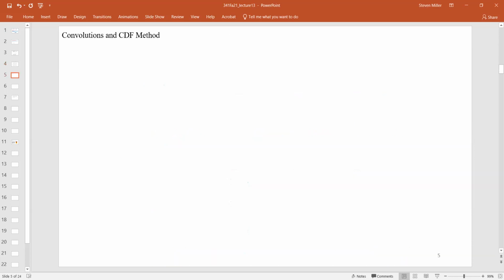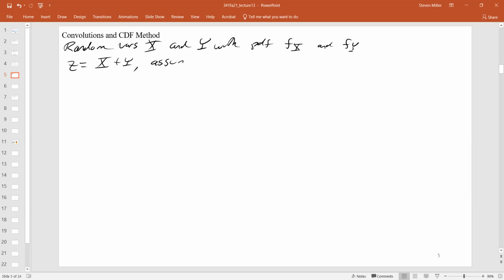Okay. So what I want to do now is talk about one of the most useful things we can do in probability. It's called the convolution. And you can do it for integrals and you can do it for sums. We do it more often for integrals just because things are a little bit nicer. And so we have random variables x and y with PDFs f of x and f of y. And let's let z be x plus y. Assume the random variables are independent.